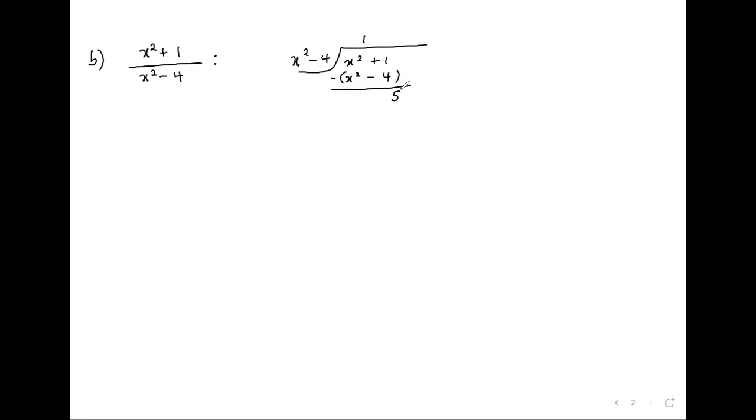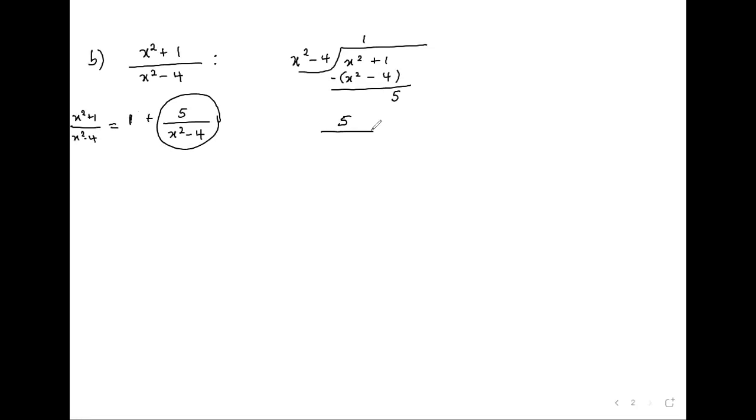So now we can write this thing as 1 plus 5 over x squared minus 4. So now I've written this expression x squared plus 1 over x squared minus 4. It is the same as 1 plus 5 over x squared minus 4. We can now write this in partial fractions. Now this one is already in the partial form of it. So we'll just take this and break it in partial.